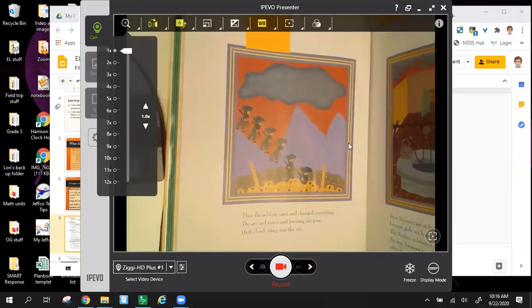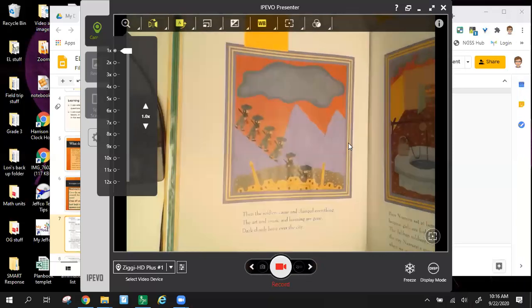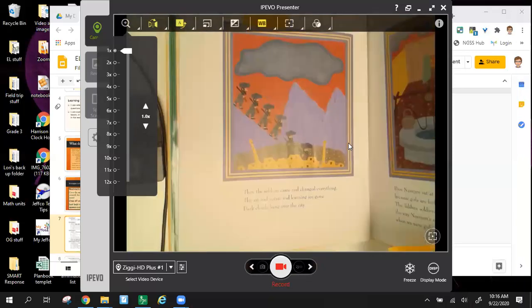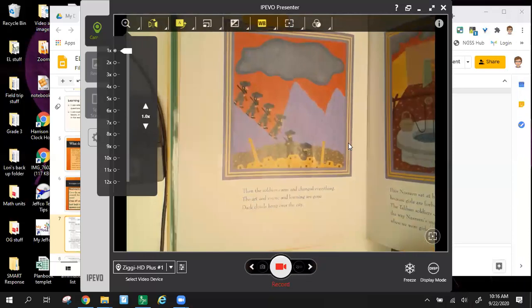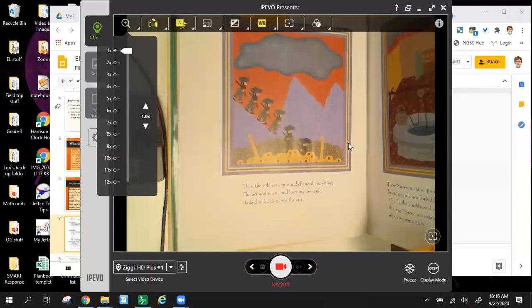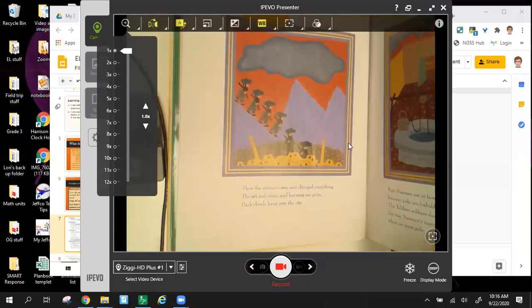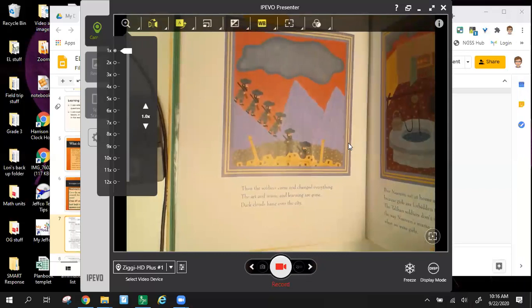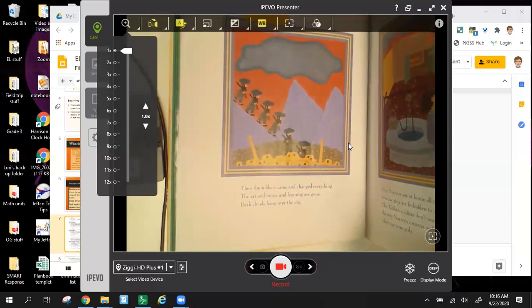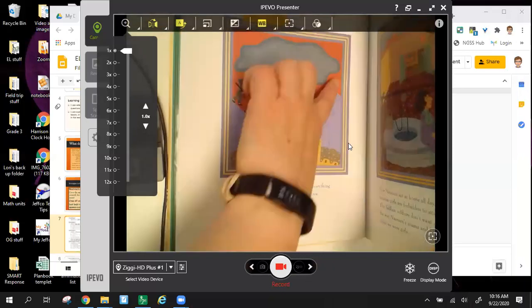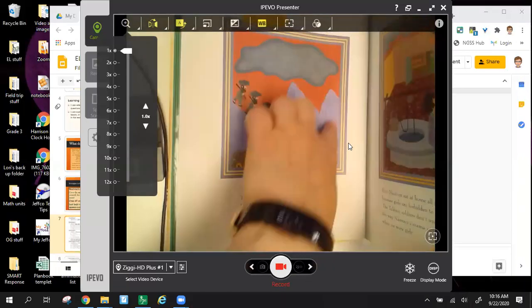Okay, so when I move the book, you'll be able to see it. I'm going to put the book up for the moment. Do you have your book out at page 2? Here we go. Then the soldiers came and changed everything. The art and music and learning are gone. Dark clouds hang over the city. So then you can look at the illustration there. Here's the soldiers.